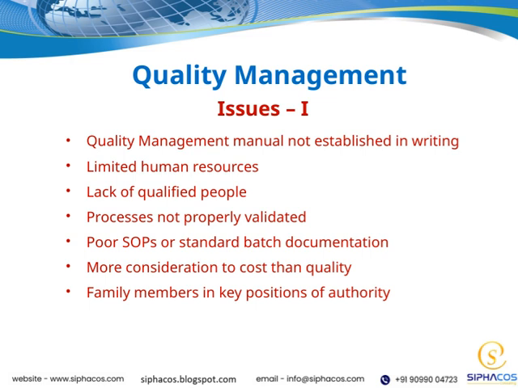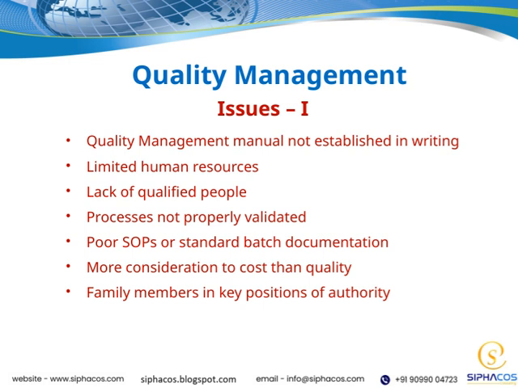First, the Quality Management Manual has not been established in writing, which is a foundational problem. Without a documented manual, it's difficult to ensure consistency and clarity across processes. Next, there's a limitation in human resources, which hampers our ability to maintain high standards consistently. Coupled with that, there's a lack of qualified people in critical roles, making it even harder to implement effective quality controls. Another concern is that processes are not properly validated.